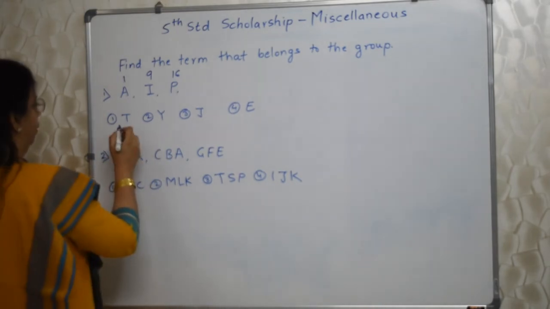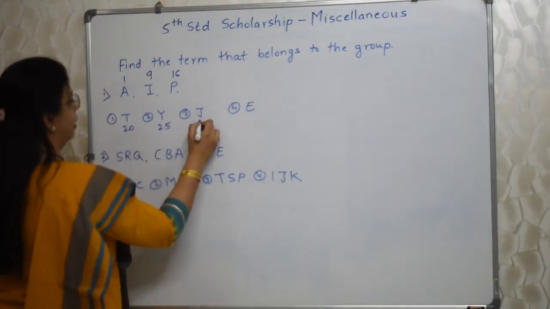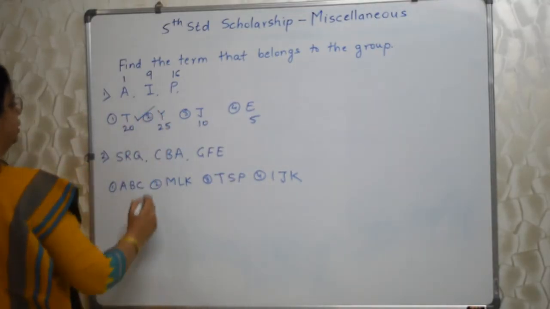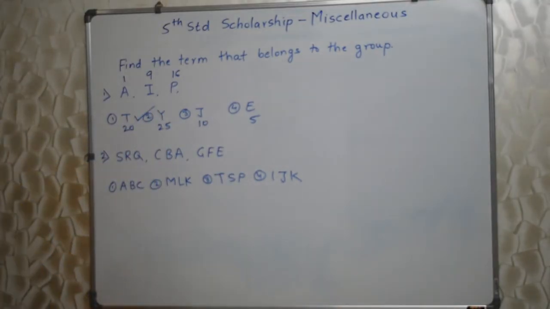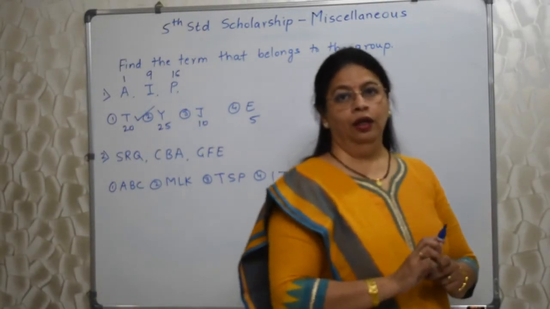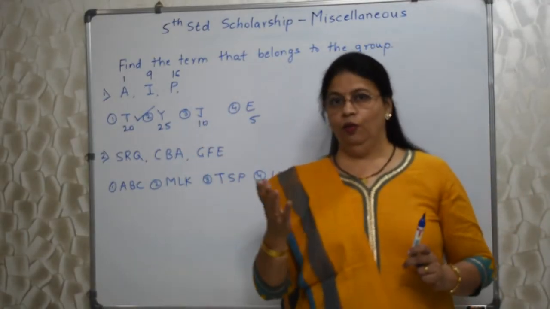square number. Okay. This is 20, this is 25, this is 10 and this is 5. Obviously our answer is Y. Because 25 is a square number. Isn't it easy? Tell me honestly. Right? So first give their serial numbers and then see what are they.